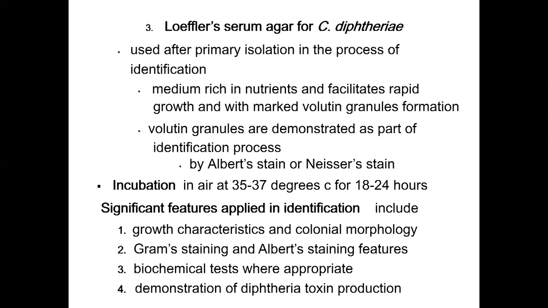And since it's very rich nutritionally, the organism takes up a lot of those nutrients and ends up forming a lot of volutin granules. So volutin granule formation is quite marked. And it grows very fast after it has been isolated from the specimen. It's inoculated here, and within 6 hours, it has grown and formed the colonies that can be analyzed. So the colonies from it are analyzed for the presence of volutin granules, just to confirm the identification.